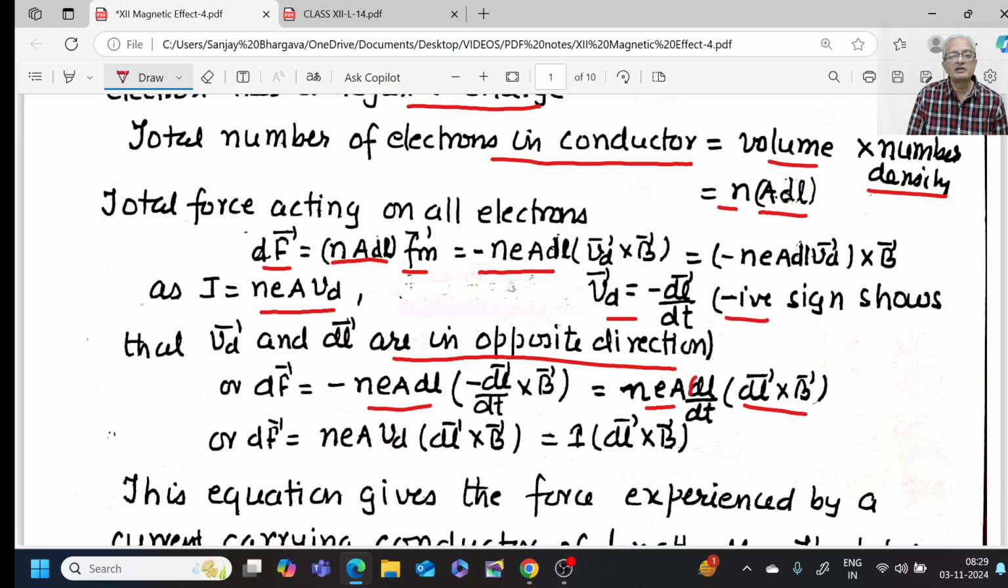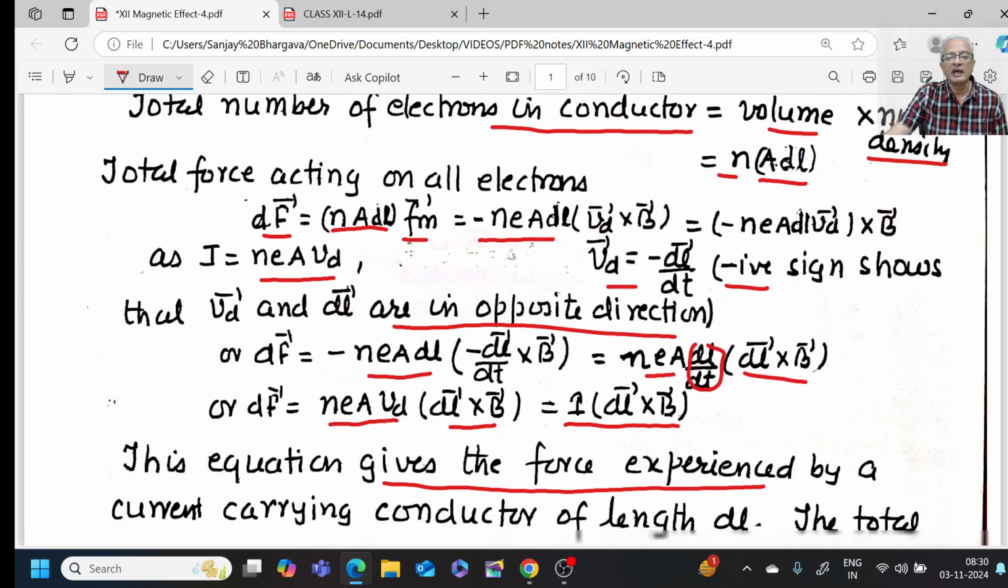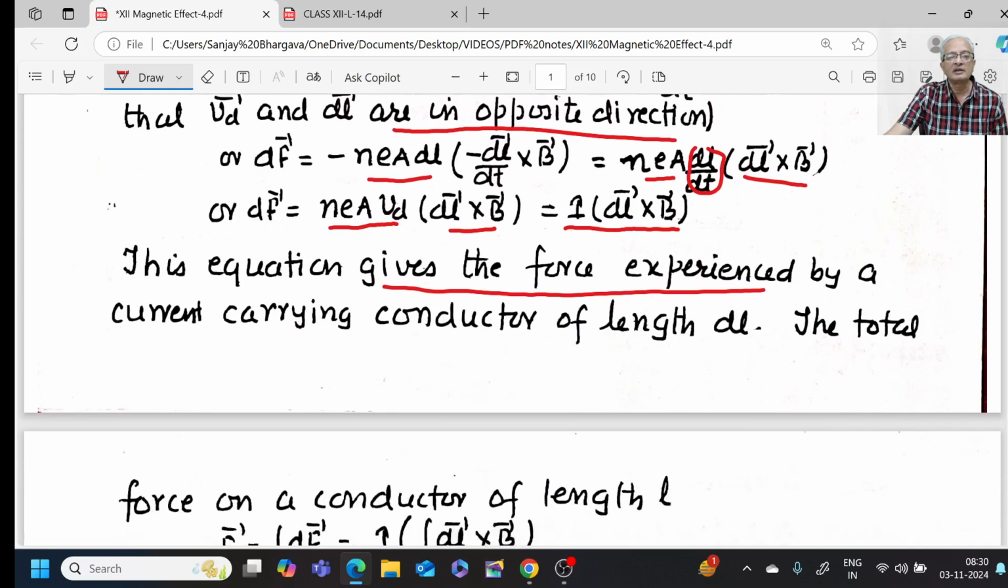And dl by dt is nothing but Vd. We are talking about the magnitude of the velocity. So neA Vd dl cross B would be equal to I into dl cross B. This equation gives the force that is experienced by a current carrying conductor of length dl.